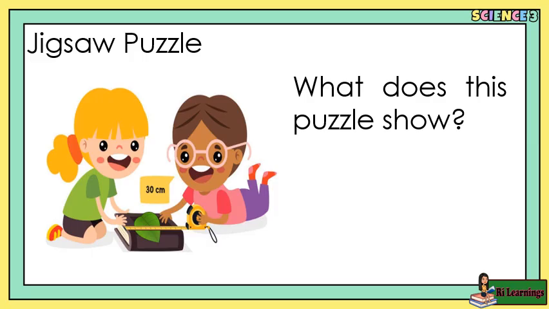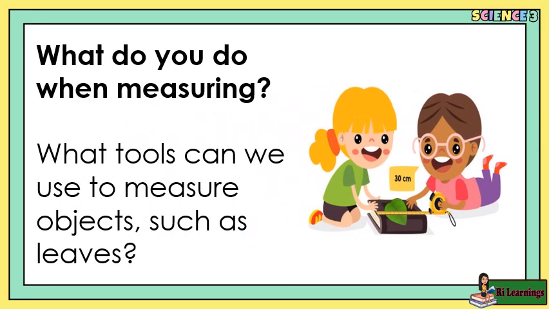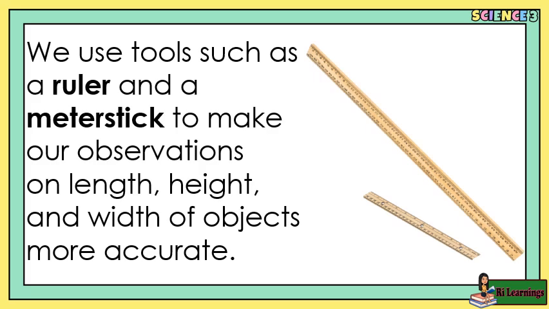What does this puzzle show? Measuring. What do you do when measuring? What tools can we use to measure objects, such as leaves? We use tools such as a ruler and a meter stick to make our observations on length, height, and width of objects more accurate.